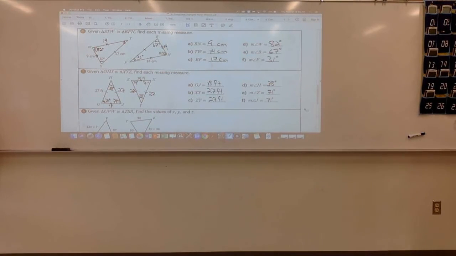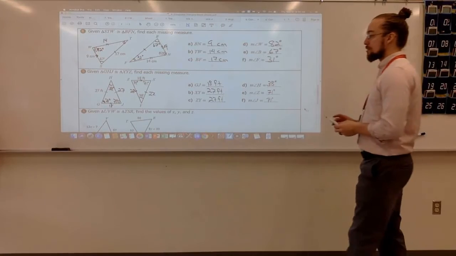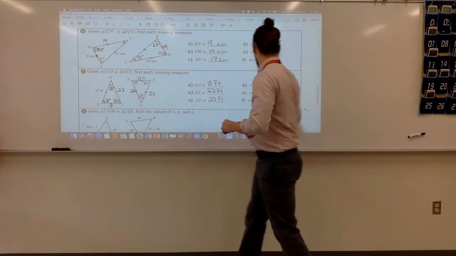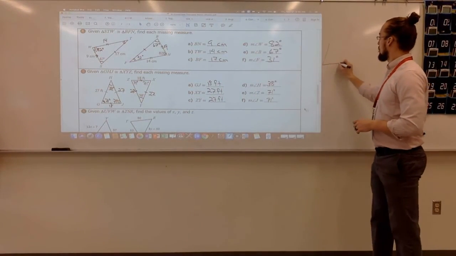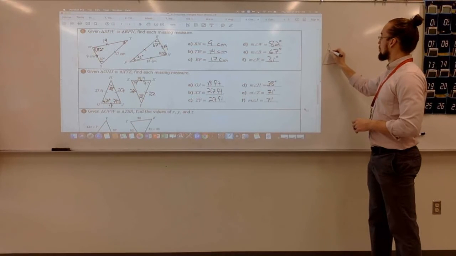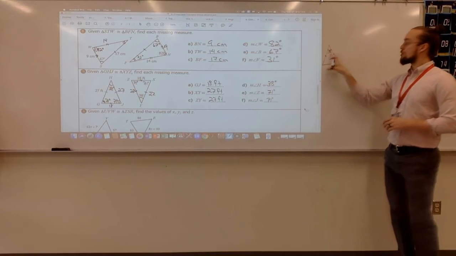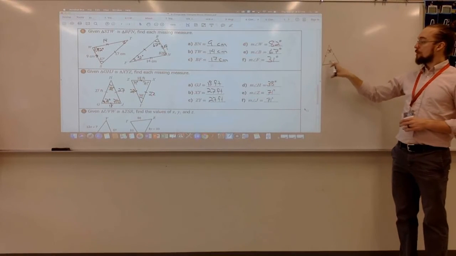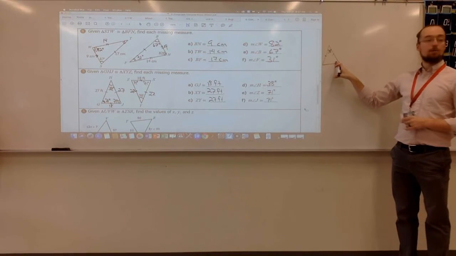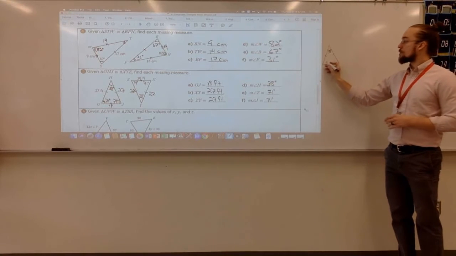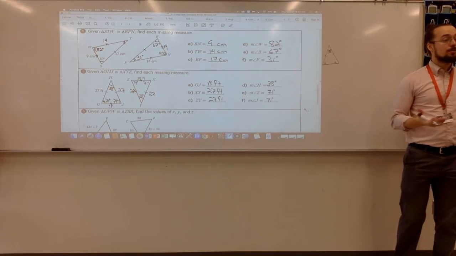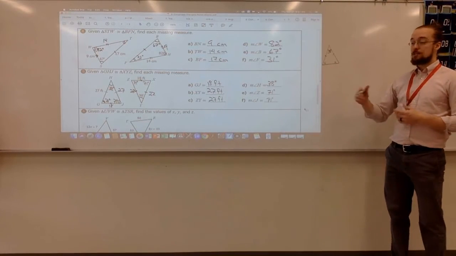What's that? How did you get 71? So what I did was said, well, if I know these two sides are the same in my triangle, that means these two angles are the same. So if I want to set up an equation, I can say that they're both x. If they're the same, I can say they're the same variable.